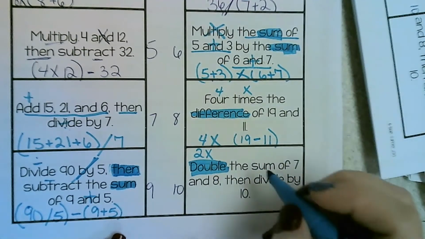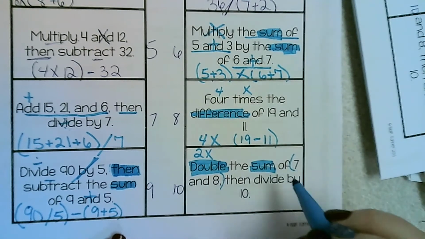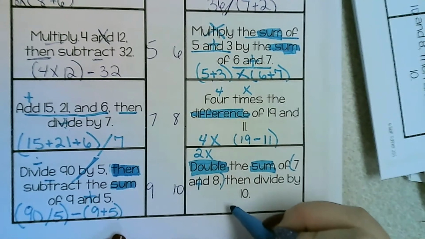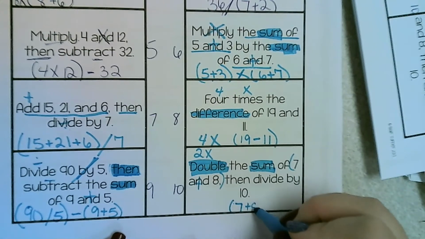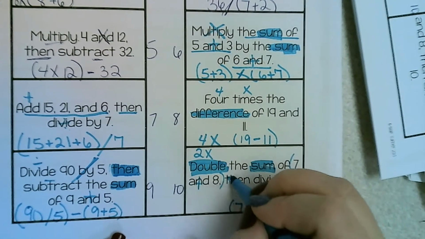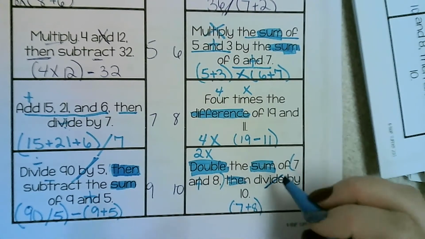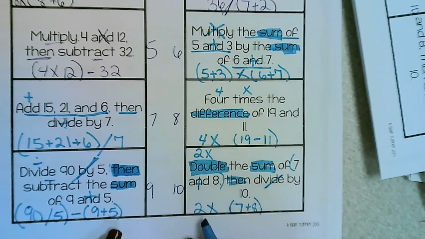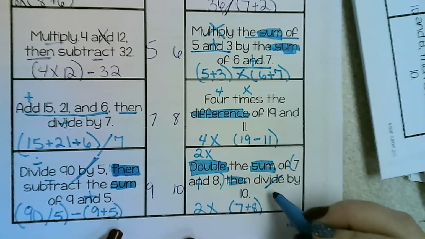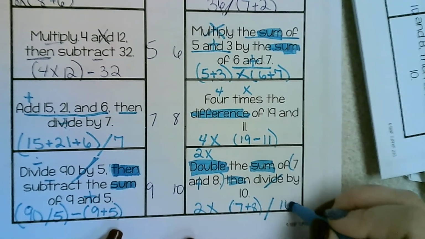All right. So again, we've got the sum, so that means we're going to need parentheses. All right. Sum of 7 and 8. So I'm just going to write down here close to the middle, sum of 7 and 8. Got my sum now. Then, another key word, divide by 10. All right. So 2 times, so double the sum of 7 and 8. I've got it in parentheses. Then divide by 10. All right.